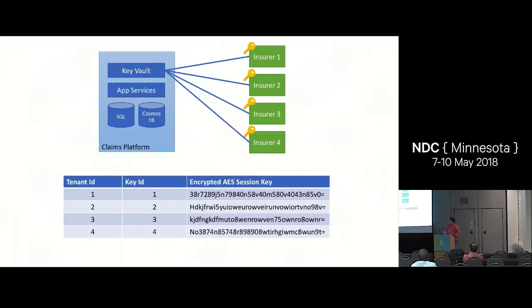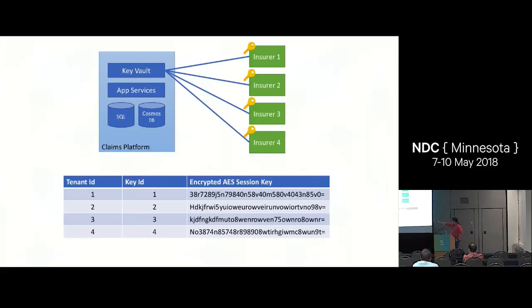So effectively, what that looked like at a very high level: we've got our system on the left there at the top. We had a whole bunch of app services and web services and all that stuff. We had SQL Server databases and Cosmos databases. Then each insurer gets their own key in the key vaults.